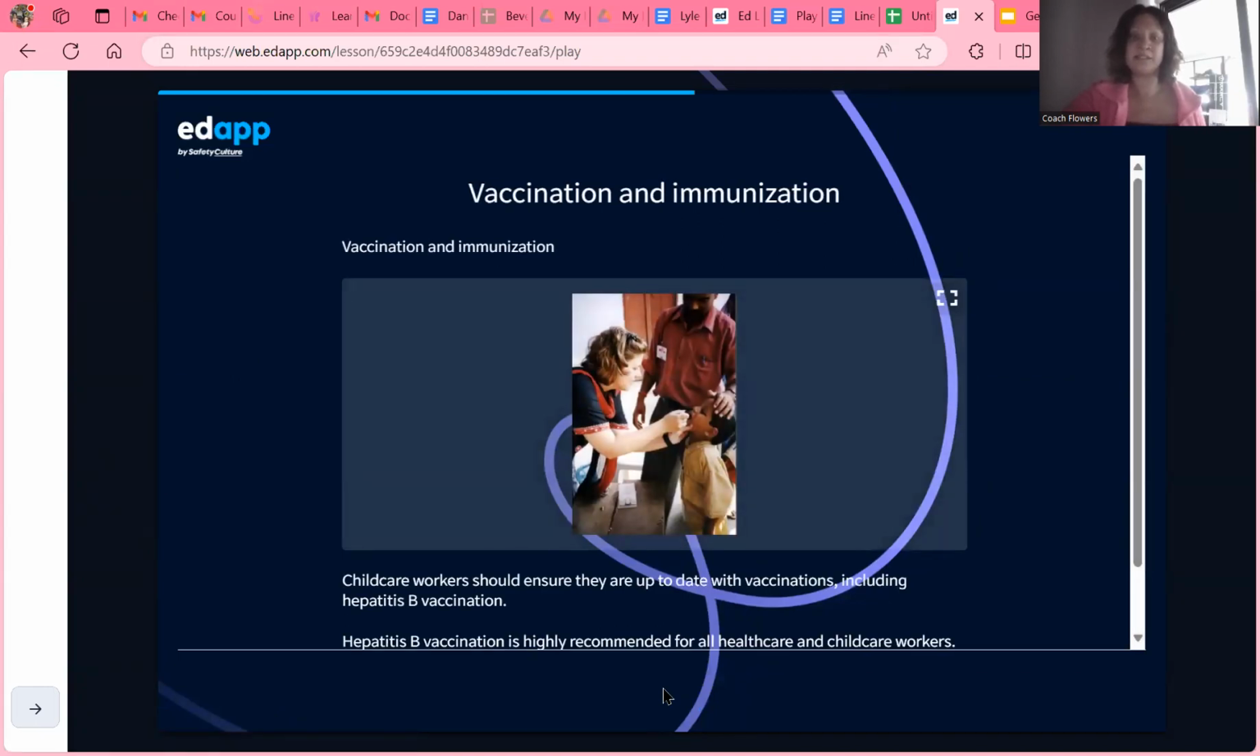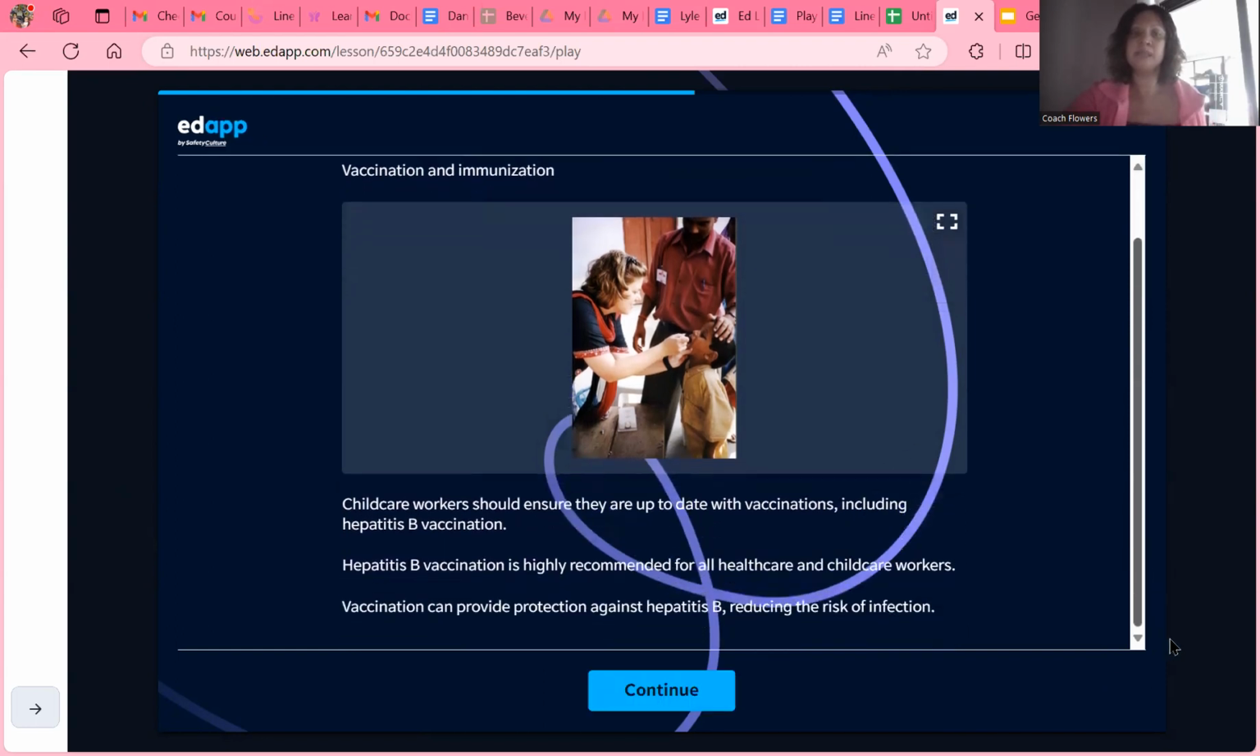Vaccination and immunization. Child care workers should ensure they are up to date with vaccinations, including hepatitis B vaccine. Hepatitis B vaccine is highly recommended for all healthcare and child care workers. Vaccinations can provide protection against hepatitis B, reducing the risk of infection.